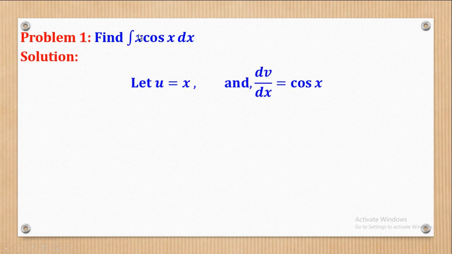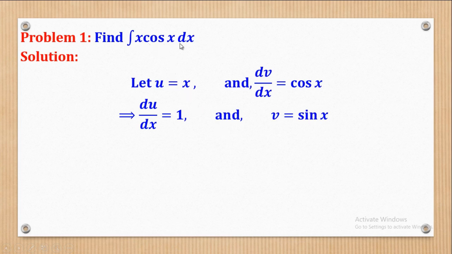How? We let one function be equal to x and another one be equal to dv dx. Now, the one which is let to be equal to dv dx must be a function that can easily be integrated. So in this case, both can be easily integrated. Therefore, it's better to let this one be the dv dx so that this other function x, when you differentiate, will tend to a constant. For example, if u is equal to x, du dx will be equal to 1.